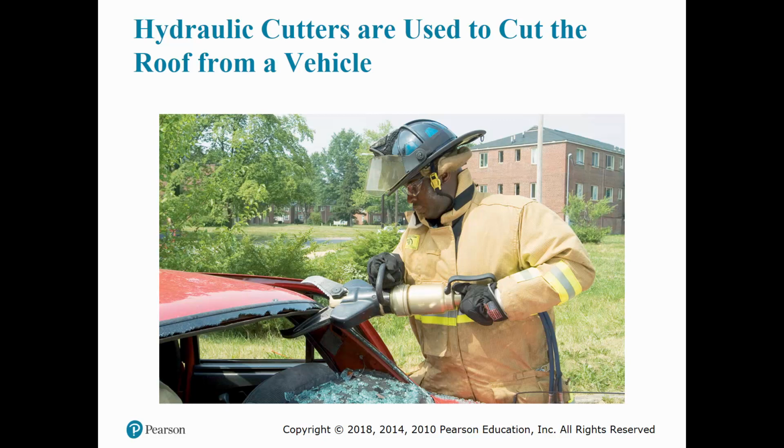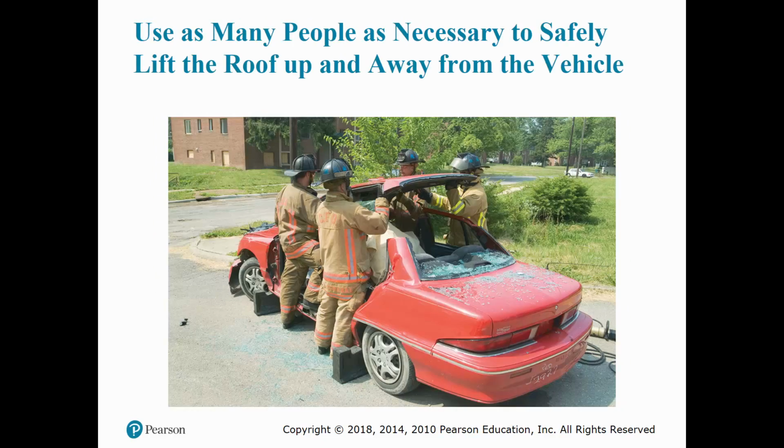Next, you're going to remove the roof. Your hydraulic cutters or a sawzall will cut both the A and C posts and the opposite side B posts, and a glass cutting saw will cut across the bottom of your windshield. Once you get everything properly cut, you want to use as many people as needed to safely lift the roof up and away from the vehicle.